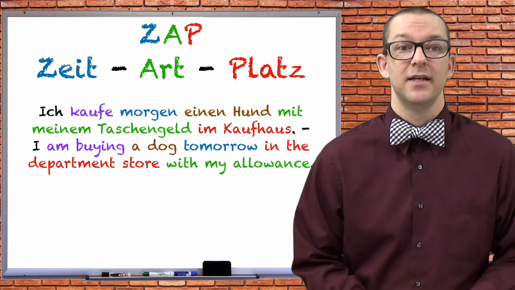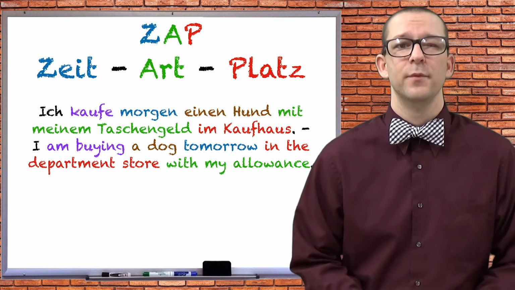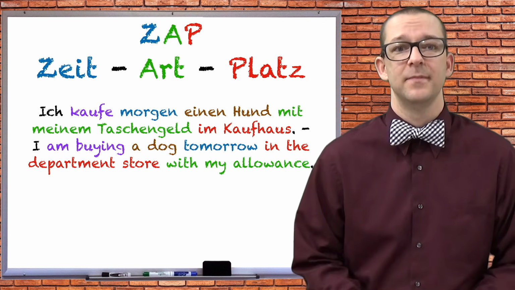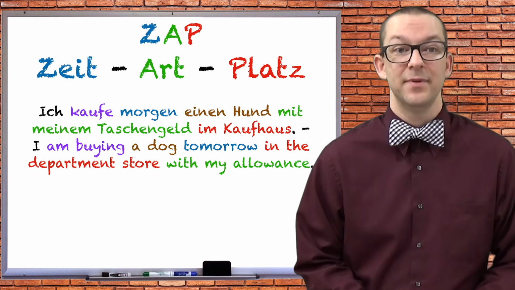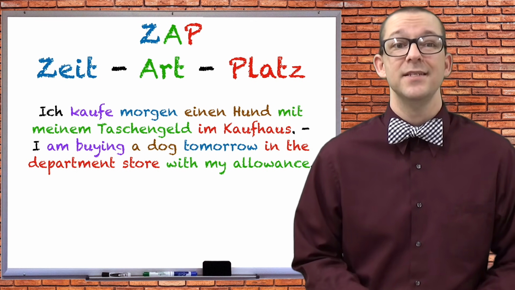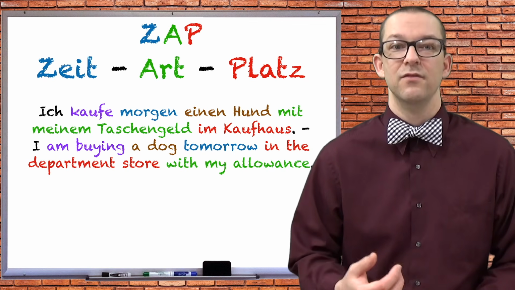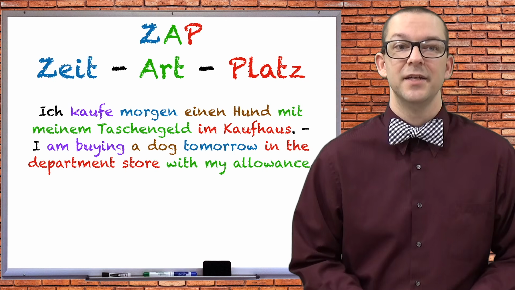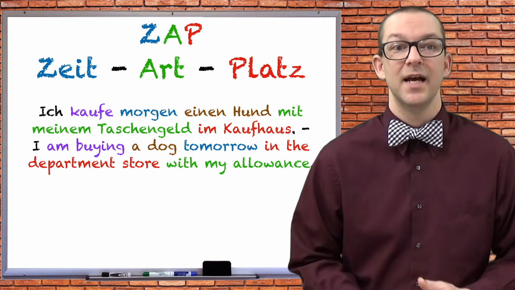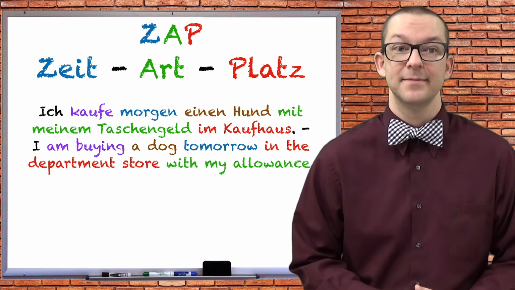Ich is the subject. It's the one doing the action of the sentence. Kaufe is the conjugated form of the verb kaufen, which indicates what is being done, buying. Morgen indicates when it is happening, which falls into the category of Zeit. Einen Hund is the direct object, the accusative object, or the thing receiving the action of the verb. Mit meinem Taschengeld explains how you are paying for the dog, which counts as Ort or manner. Im Kaufhaus indicates where the purchase is taking place, which counts as Platz.